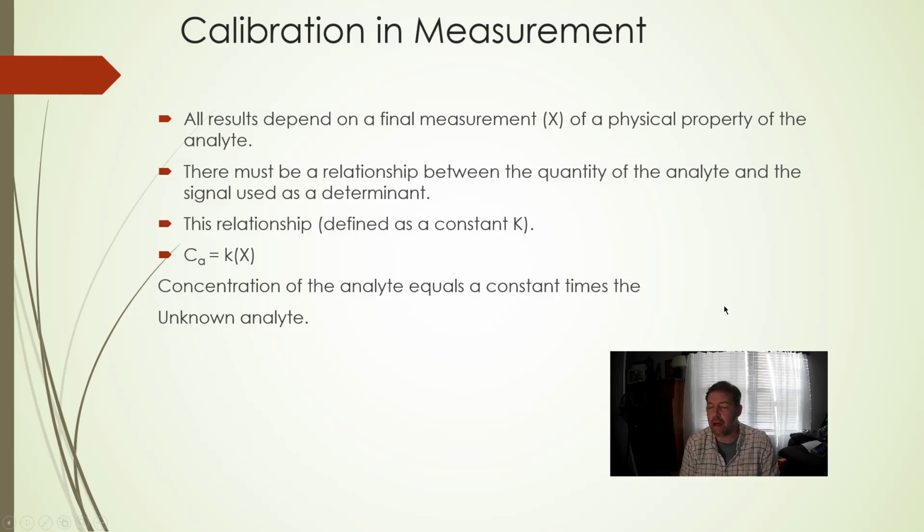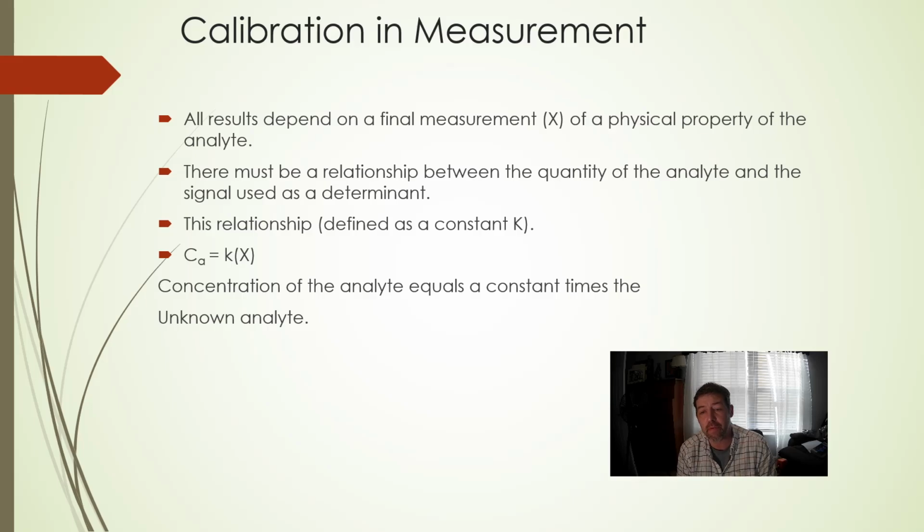Calibration and measurement. Calibration is huge. All results depend on a final measurement of X of a physical property of the analyte. So you've got to be measuring something like a specific chemical bond, or a series of chemical bonds, or in chromatography, a retention time. How long is your sample staying stuck to the column that you're running it past? That goes for GC and HPLC.